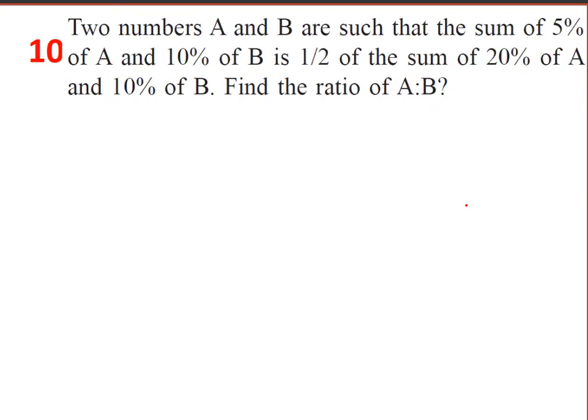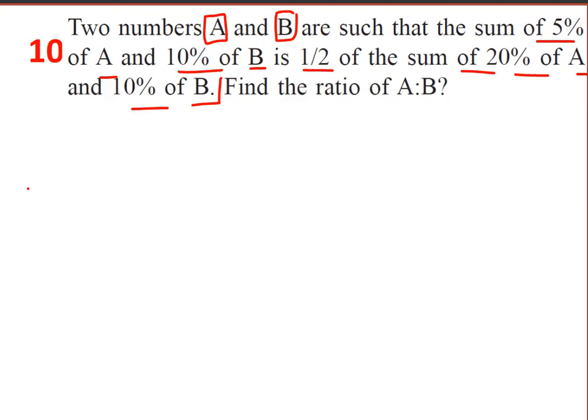Moving on to the next question. What does it say? Two numbers A and B are such that the sum of 5% of A and 10% of B is half of the sum of 20% of A and 10% of B. Never read a question like this, you will understand nothing and just waste your time. So read it very carefully.